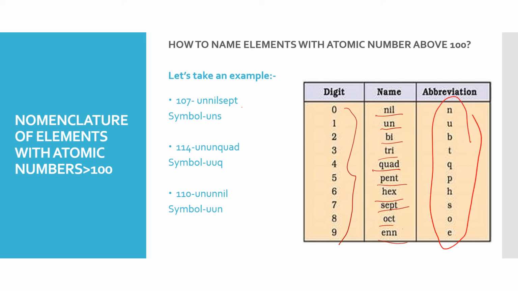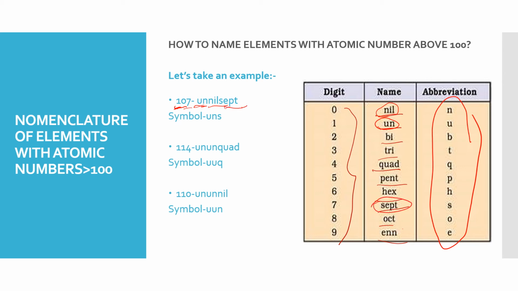So let's take the example of 107. For 107, the first digit is 1. 1 is nothing but un. That's why we have taken un. And then 0. 0 is nil, so we have taken nil. And then after that, 7 means sept.